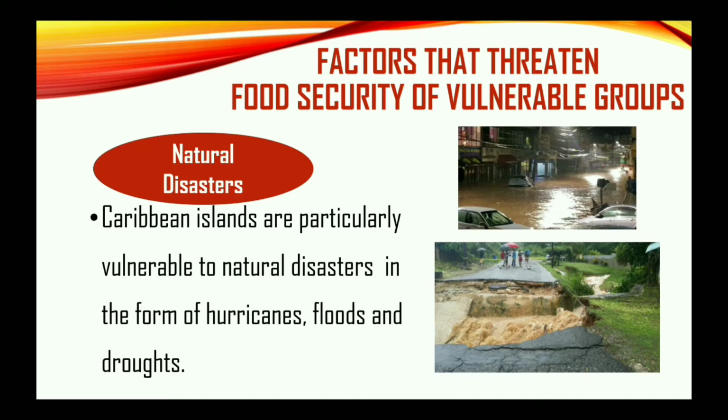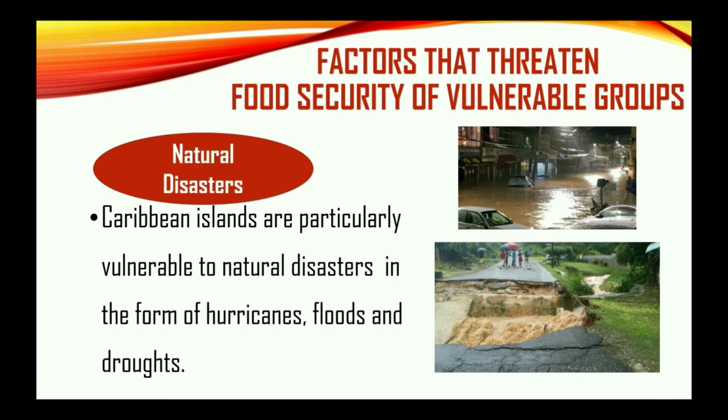So we speak about availability, access, stability, and utilization. How is it that these persons will get access to adequate, safe, and nutritious food? Even if one or two persons may access it, you may find out that the majority of these vulnerable groups will be affected, right? Especially within the Caribbean islands, they are prone to natural disasters, right?